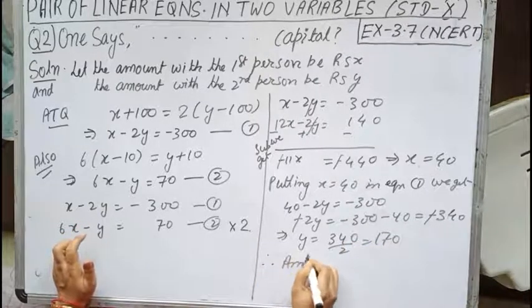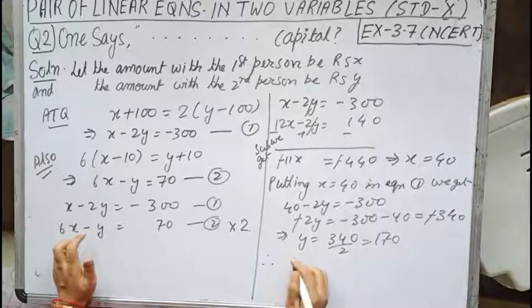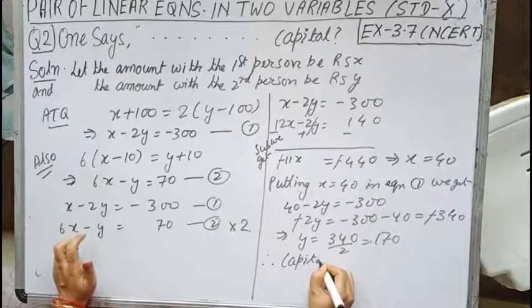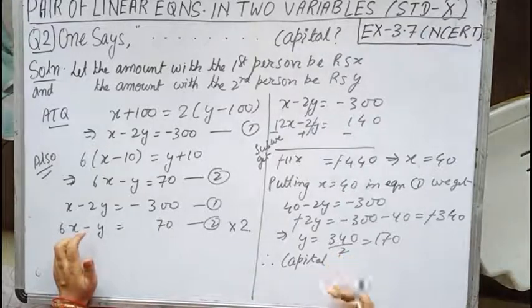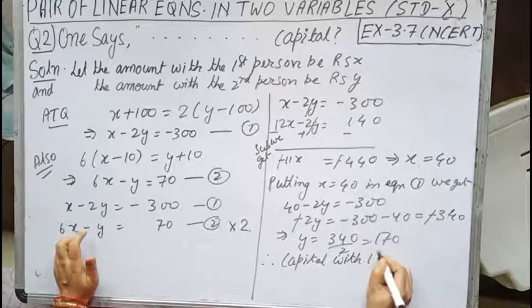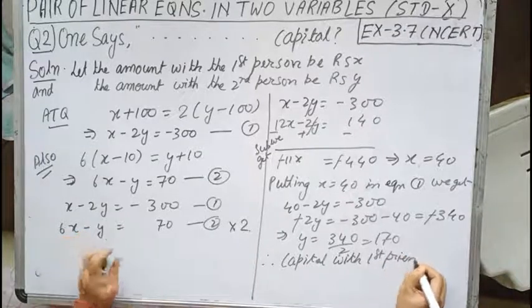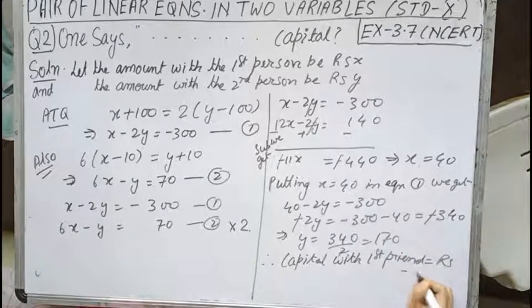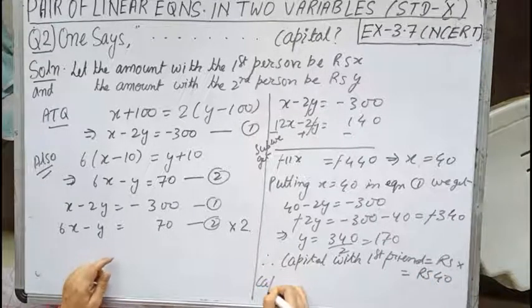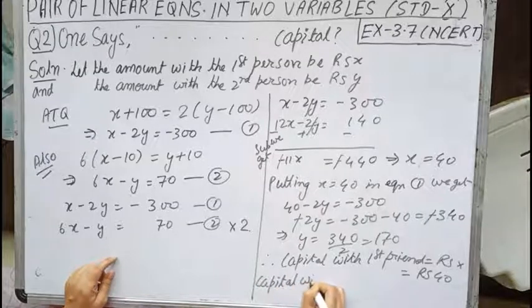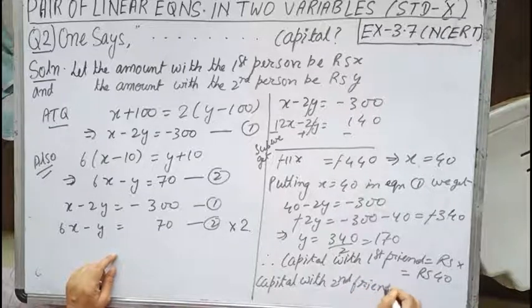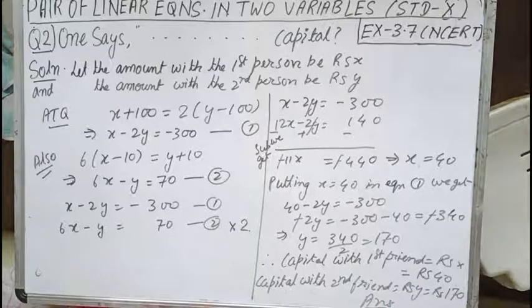Therefore amount or capital it is asked now. So capital with first friend equals rupees x equals rupees 40 and capital with second friend equals rupees y equals rupees 170, and this is the answer.